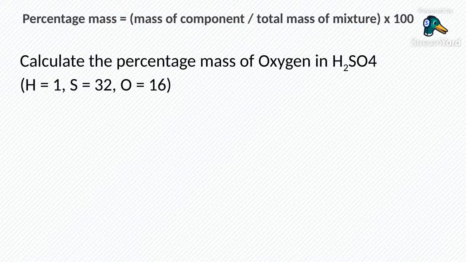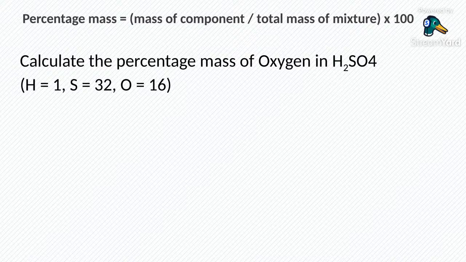Now, let's look at this question. This question says, calculate the percentage mass of oxygen in H2SO4. Calculate the percentage mass of oxygen in H2SO4. Now, given that hydrogen is equal to 1, sulfur is equal to 32, then oxygen is equal to 16.